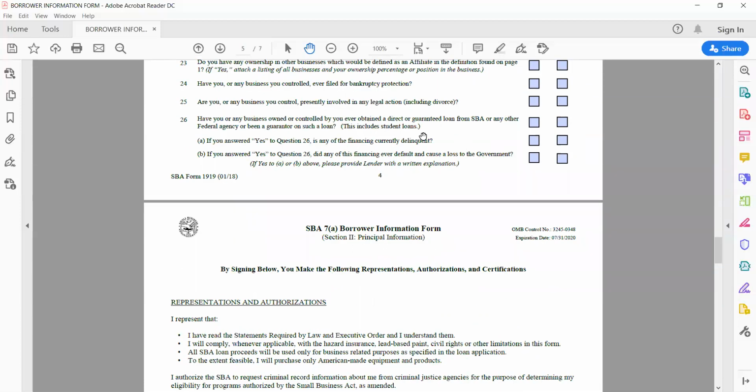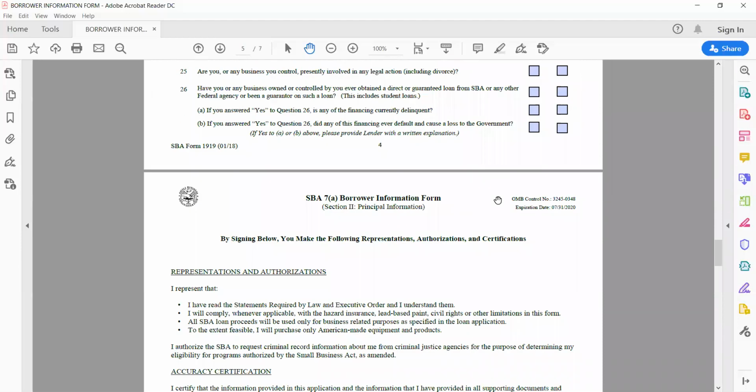Okay. This is you as an individual. Have you ever obtained a direct or guaranteed loan from the SBA? This would include student loans. Okay. Are you delinquent on student loans? Check the box and provide additional documentation as required.